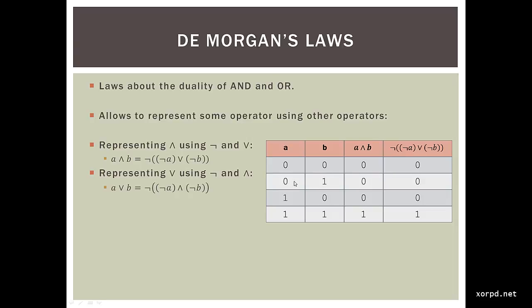Same way for the next rows. We have, for example, for this row, the negation of 0 is 1, the negation of 1 is 0. Now when we OR those two results, we get 1, and its negation is 0. The rest of the rows you can probably check for yourself. It is not difficult in any way.